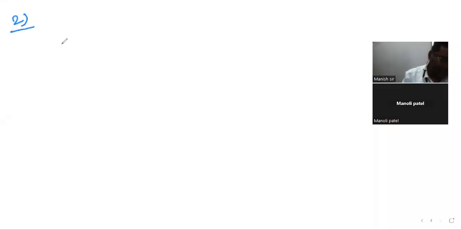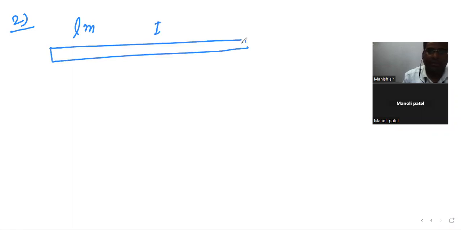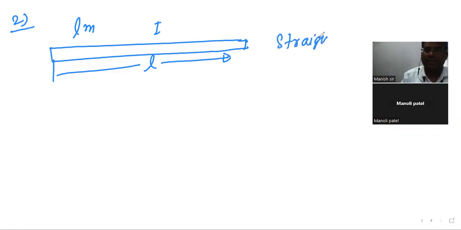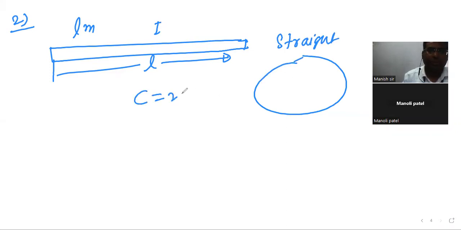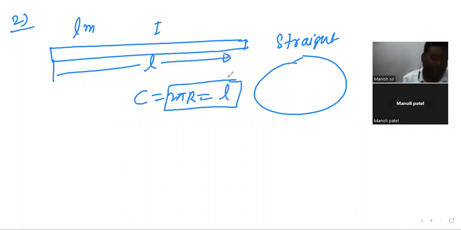Now look at the second sum. A wire of length L meter carrying a current I, so this is your wire having length L, is bent in the form of a circular loop. So after this straight line, it is bent in a circular path like this. Its circumference is 2 pi r, and 2 pi r will be the length of the wire. You have to tell the magnetic moment.